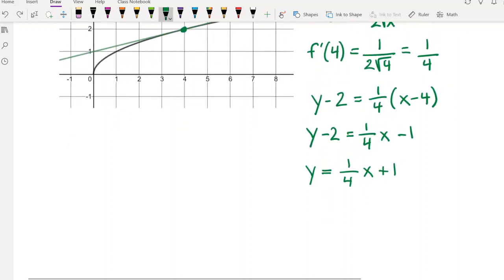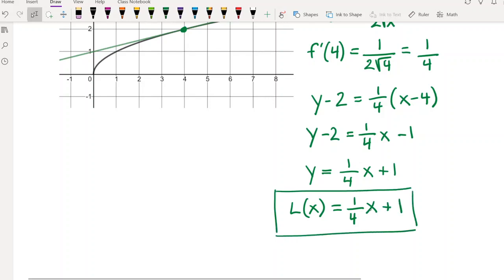So when we're doing these types of problems, instead of writing the tangent line as y is equal to, we're going to write L of x. So just rewriting it in function notation. And the reason we're using the letter L is for linear approximation. So our linear approximation equation here is 1/4 x plus 1.